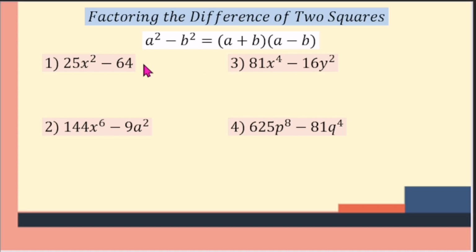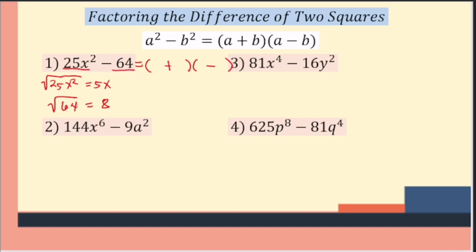Dito sa number 1, we have 25x squared minus 64. So, perfect square ito, perfect square, may minus sign. Ang gagawin ninyo, maglagay lang kayo ng parenthesis na dalawa, and then plus and minus sign. At ang gagawin na natin, kunin yung square root ng first term. So, the square root of 25x squared is equal to 5x. Then, kunin natin yung square root ng 64. The square root of 64 equals 8.